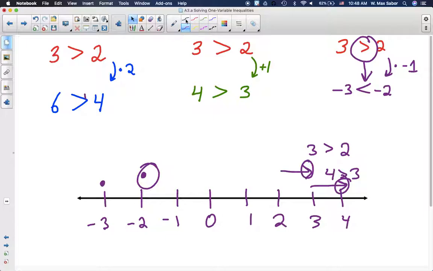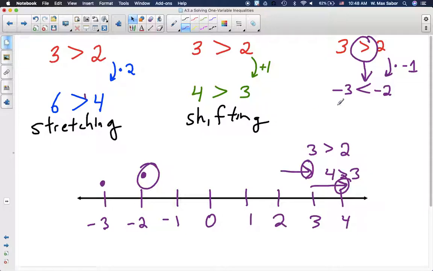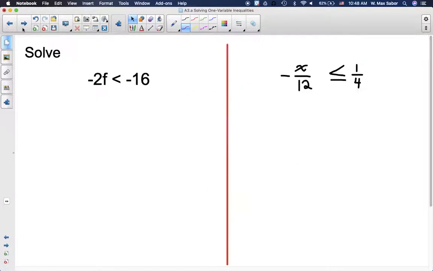I have heard the argument that this is kind of stretching the number line. This is shifting the number line. And this is flipping the number line. Whichever way you prefer of remembering it is fine with me. But you do need to know that whenever you multiply or divide by a negative, we will flip the inequality sign because now the comparison is going to be the opposite.